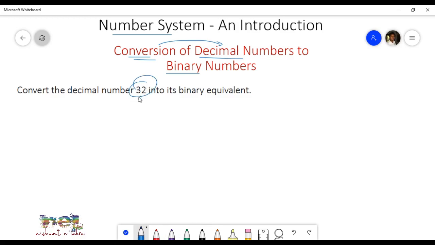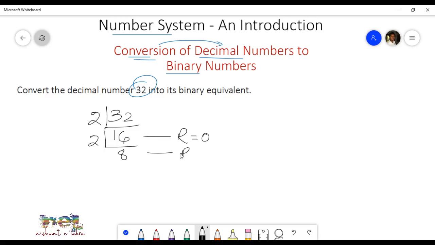Convert the decimal number 32 into its binary equivalent. It's very simple, right? Let us write down the number. We'll be using divide by 2 method. So we'll divide 32 by 2. 2 16s are 32. So R is equal to 0. There's no remainder. Let's continue dividing it by 2. 2 8s are 16. So again, the remainder is 0.